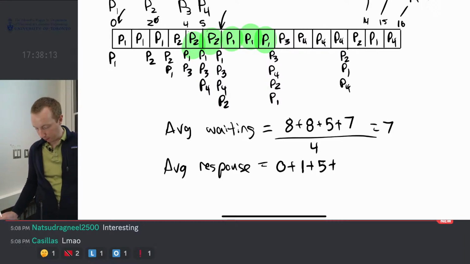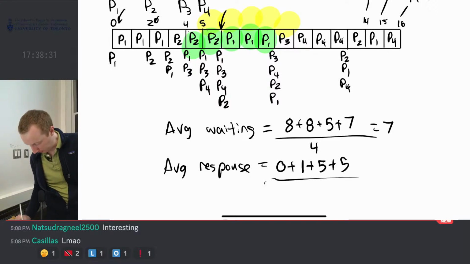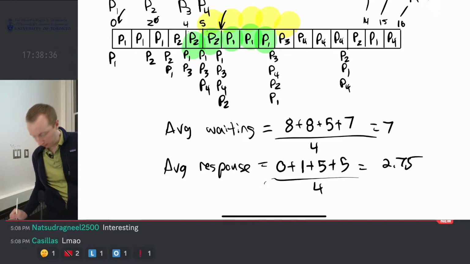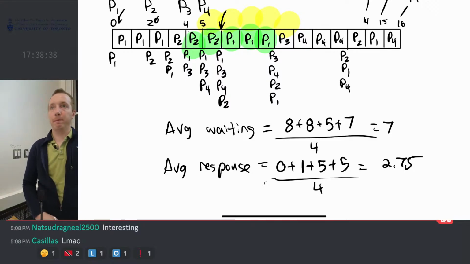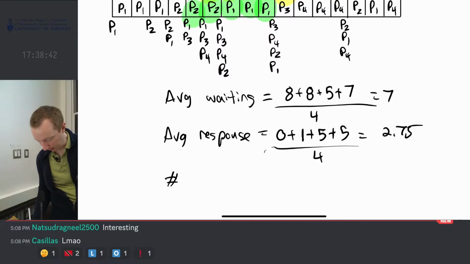And then process 4 arrived at time 5 and didn't start executing until, let's count, 1, 2, 3, 4, 5. So its response time was also 5. If we divide that by 4, we get 2.75, something like that. So the last thing that you calculate is the number of context switches.